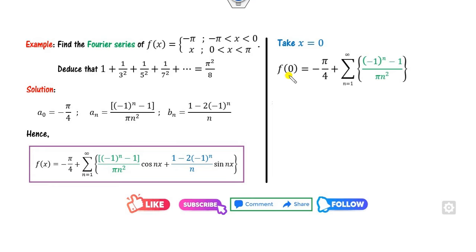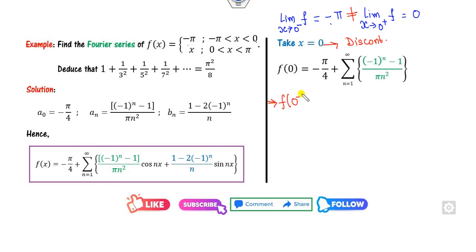Now what is the value of f0? What is the left hand limit? Limit x approaches 0 minus is minus pi. What is the limit as x approaches 0 positive? It will be 0. So you can see both the limits are not equal. So that means this is the point of discontinuity. Once this is the point of discontinuity, we have to find the limit as 0 negative plus 0 positive divided by 2. It's minus pi by 4 plus this value.